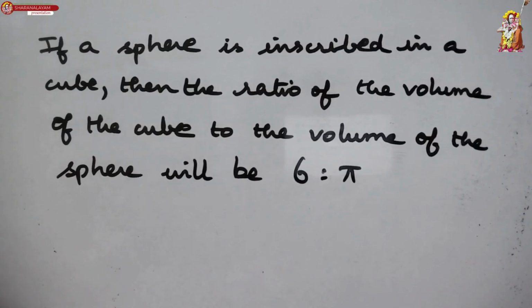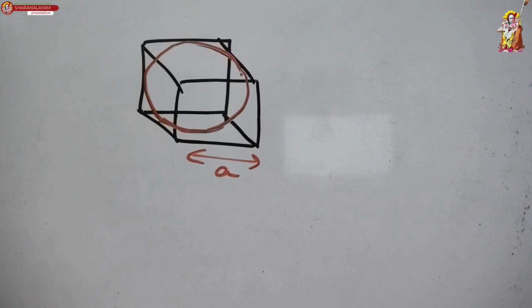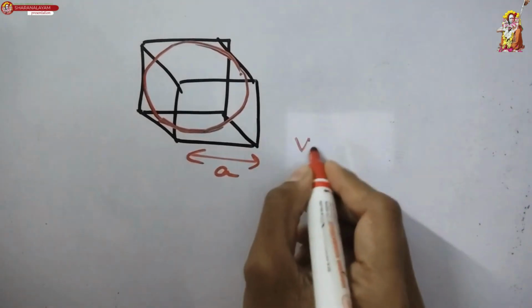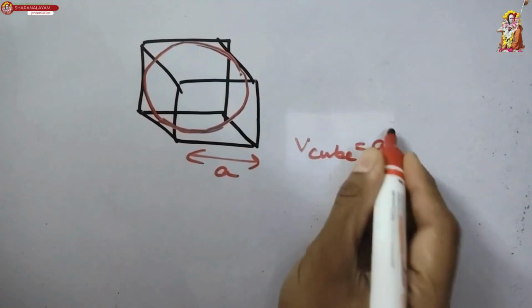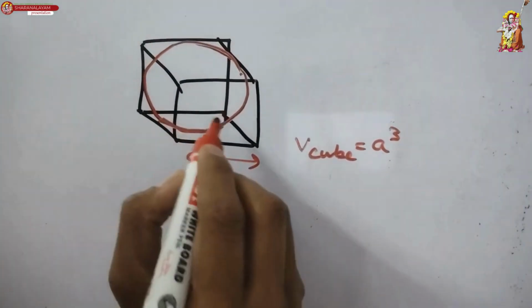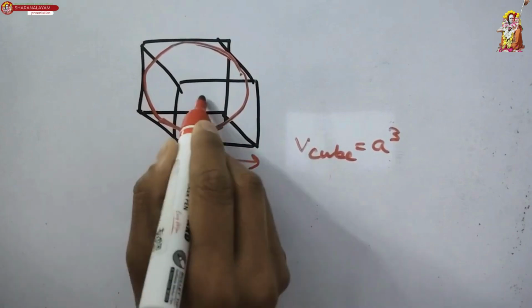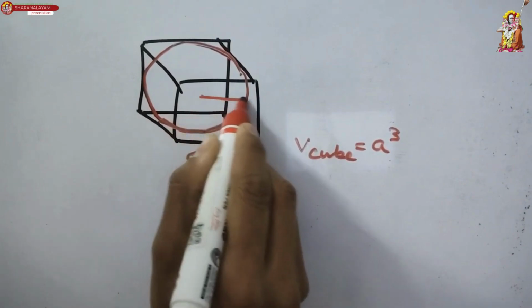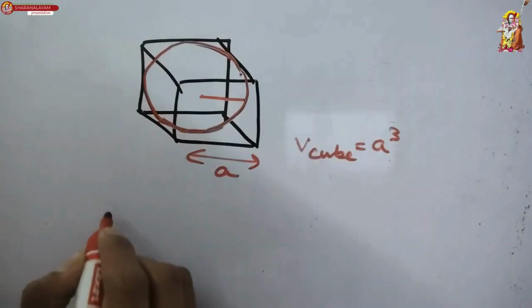Next question. If a sphere is inscribed in a cube, then the ratio of the volume of the cube to the volume of the sphere will be 6 is to pi. Let's see if this is true. Let the side length of the cube be a, then the volume of the cube will be equal to a cube. Now, the radius of the sphere will be equal to a by 2, correct?